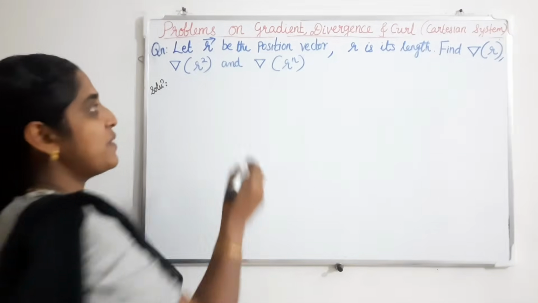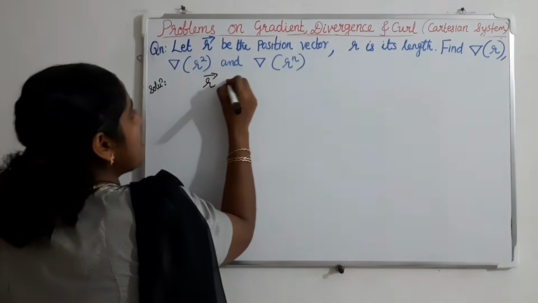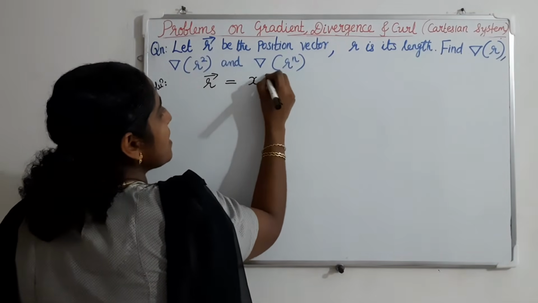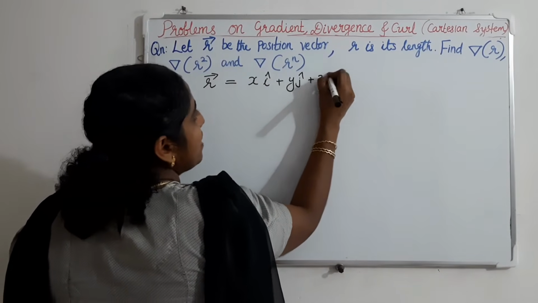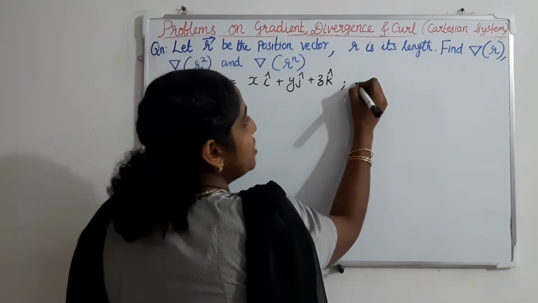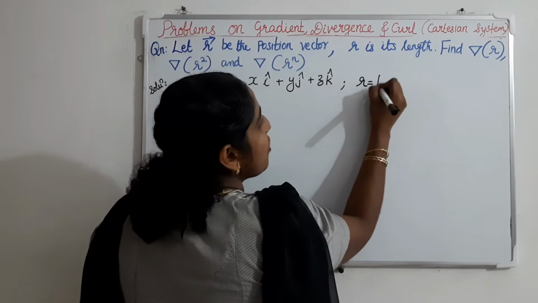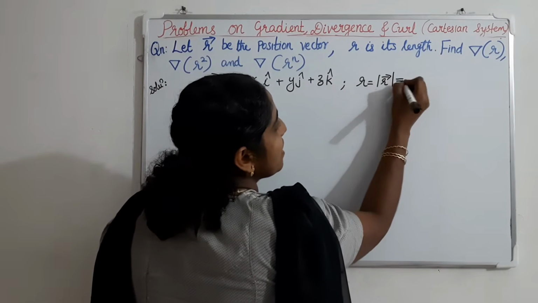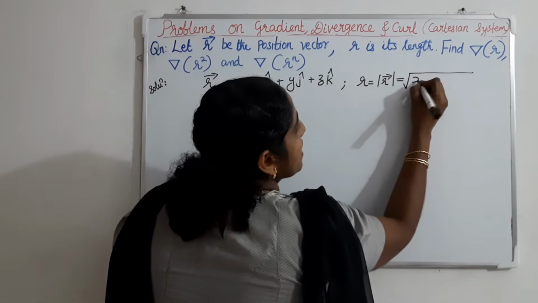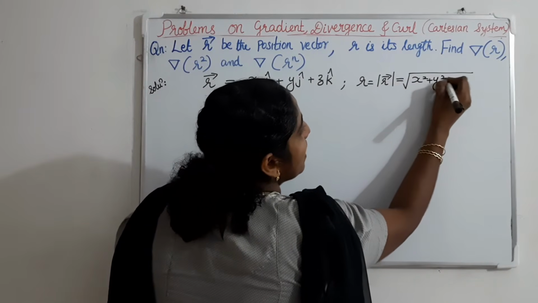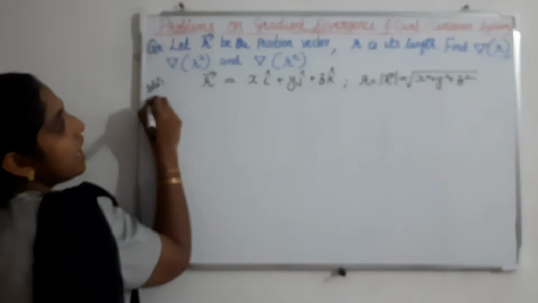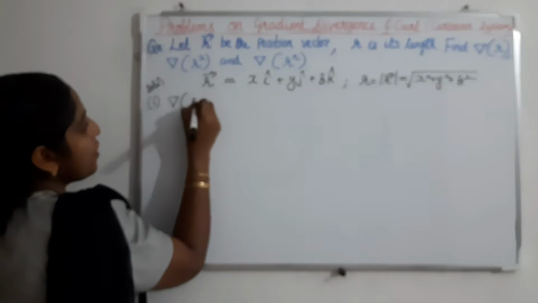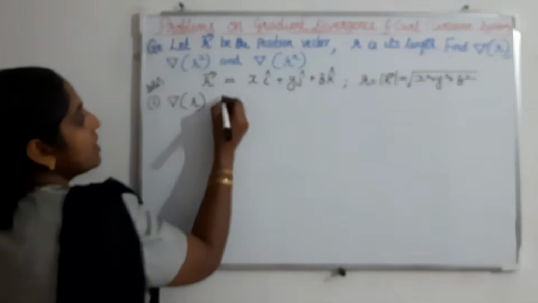So what is a position vector? Position vector we can represent in Cartesian coordinates as xi plus yj plus zk. Then its magnitude, its length, that is modulus of r vector, is equal to root of x square plus y square plus z square. So first we have to find del of this magnitude, del r.